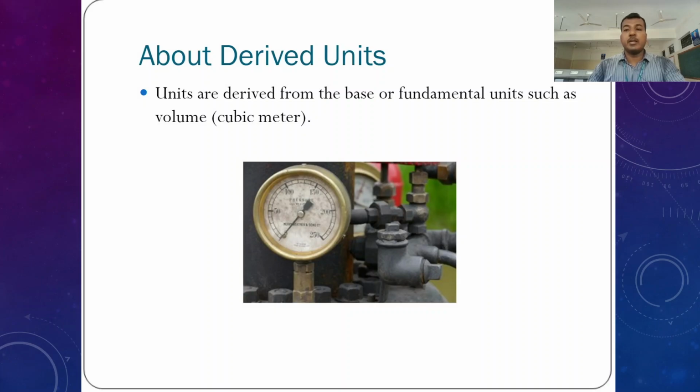The example given here is volume. Volume we always represent with respect to cubic meters. Three parameters are involved in the volume, so that is why we represent it with respect to cubic meters. So it is a derived unit.